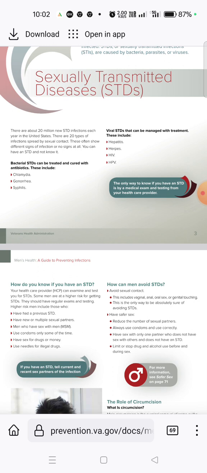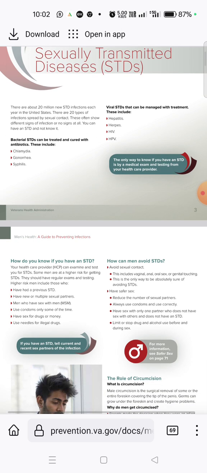Then there are the viral sexually transmitted diseases, which can be managed and treated, but not 100% cured. They are only treated and managed. These are hepatitis, herpes, HIV, and HPV. These are diseases transmitted by viruses. So how do you know if you have an STD?